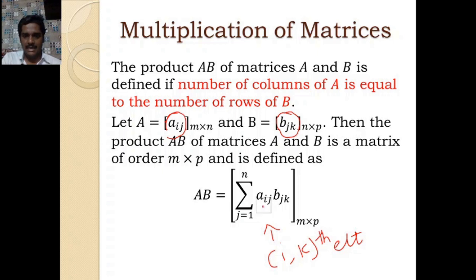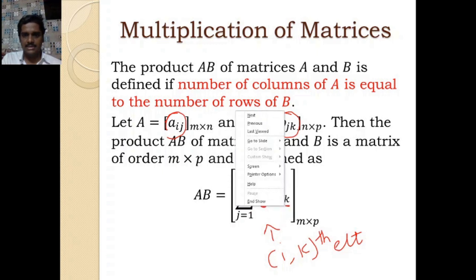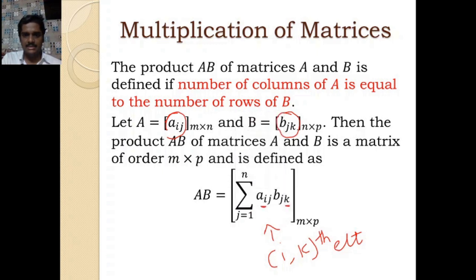So this i, you can see, is fixed. This k, you can see, is fixed. There is a j which is varying from 1 to n. How it works, how you are getting this, that I'm going to tell you in the next slide.